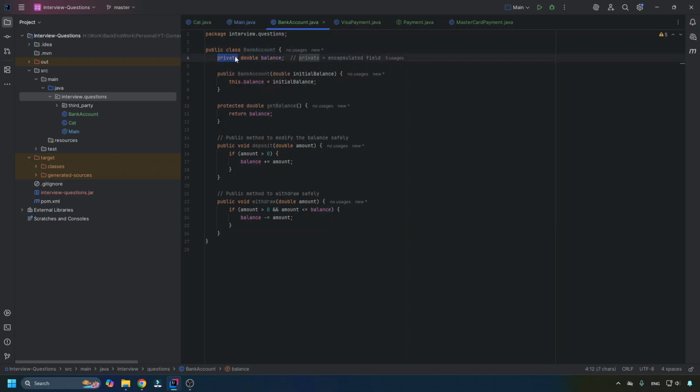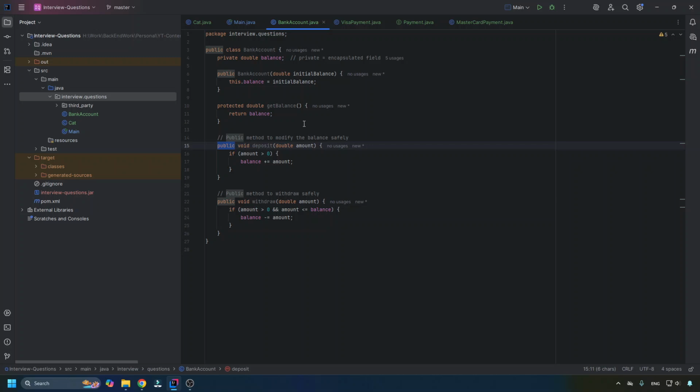What we're talking about here is data hiding. We're hiding the data, which is the balance, and we're adjusting the access modifier, which is private, protected, or public, in order to make sure that the encapsulated logic or property or method is accessible by the right users. Right, so this is basically what data hiding is.